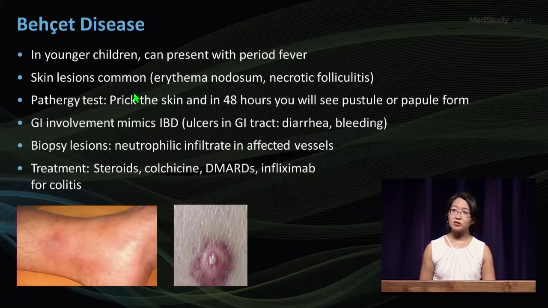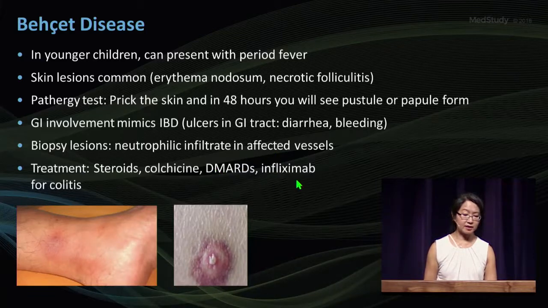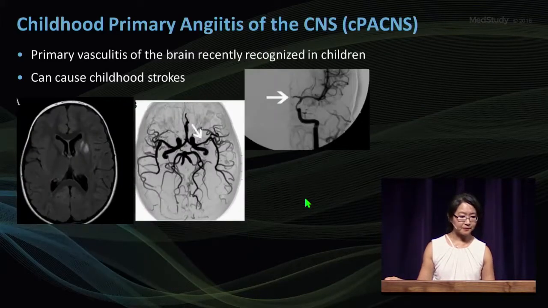These patients can also have GI involvement, so they'll have ulcerations in their colon or their small intestines, and it mimics inflammatory bowel disease. Sometimes it's indistinguishable from inflammatory bowel disease. Biopsy the lesions, and then you'll find a neutrophilic infiltrate in the vessels. The treatment of choice: steroids, colchicine, disease-modifying anti-rheumatic drugs such as azathioprine or methotrexate, infliximab for colitis. So you treat it like you would inflammatory bowel disease.